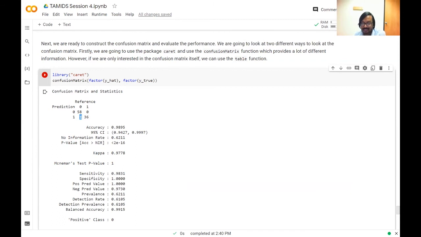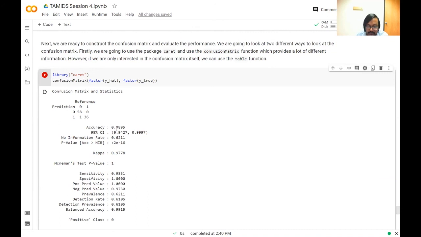But for this case, this person had a benign tumor, but we predicted that this person had a malignant tumor. So we made an error here. But I would say that this is a very good performance, which is shown by the overall accuracy, a measure of the performance of the model. So 98.95% accuracy with a confidence interval of 94.27% to 99.97% is a very good performance.